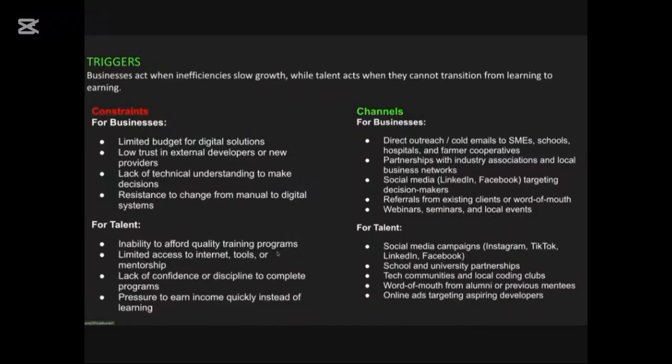So, triggers: businesses act when there is inefficiency or slow growth, while talent acts when they cannot transition from learning to earning. Take, for example, the constraint for business. They have a limited budget for digital solutions. We know that. That's why we will use AI to spin up a solid solution. Thank God the cost of development is now low. Some of them don't need complex solutions. They just need a solid website that gives their business that identity and all of that. We can spin that up.